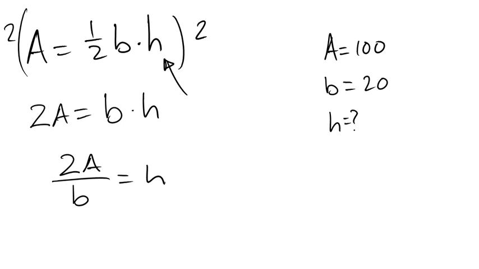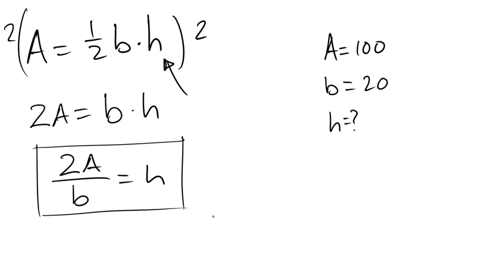Now, this is the task that I want you to be able to do: transform an equation so that one of the variables I indicate is by itself. I'm going to verify that this is working by plugging in the values that we have for the area and the base, and see what we get.